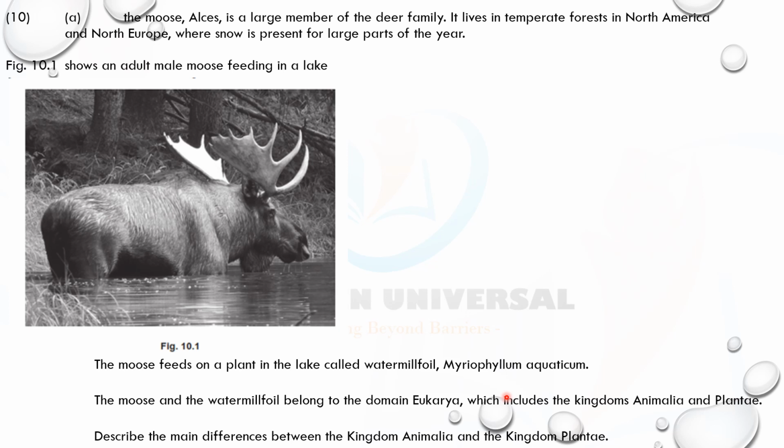Pause the video and list. Now, which of them have a cell wall? Plant. The plant has a cell wall; the other doesn't. Which of them is an autotroph? Plant makes the food. This one is a heterotroph. Which of them has a nervous system?